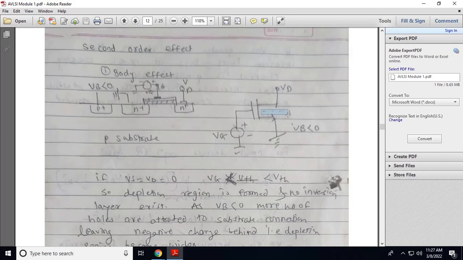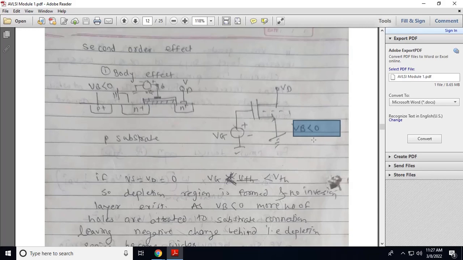Generally this body terminal is connected to the source. Source is grounded here. We apply the voltage on the gate, that is a positive voltage. This is an NMOS, so we apply positive voltage on the gate. The drain terminal is connected to the positive supply and body voltage is less than 0, meaning negative.